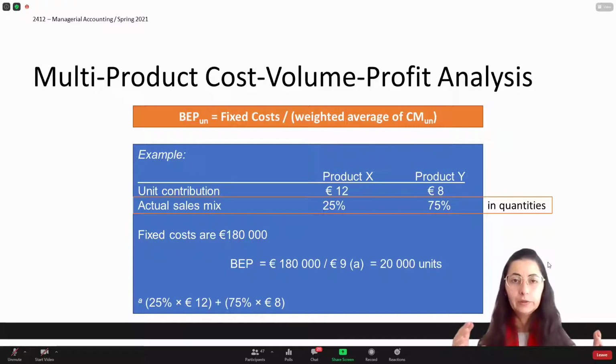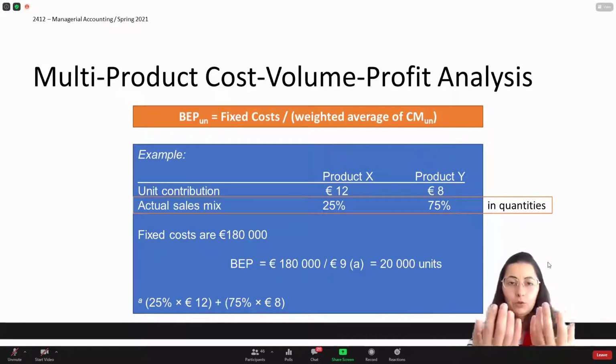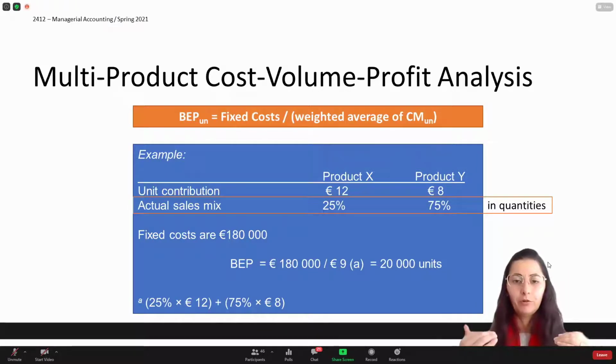So there's two steps. We have the two products. We calculate the sales mix of each product. We calculate the weighted average contribution margin for all products. Then we calculate the break-even point, the global break-even point, okay? And then we have the extra step of, after having the whole break-even point, to see how much we should sell of each product, okay? So we have to have this extra step.